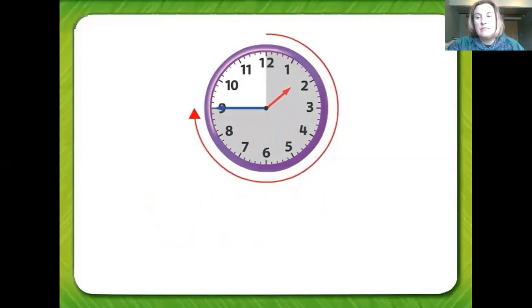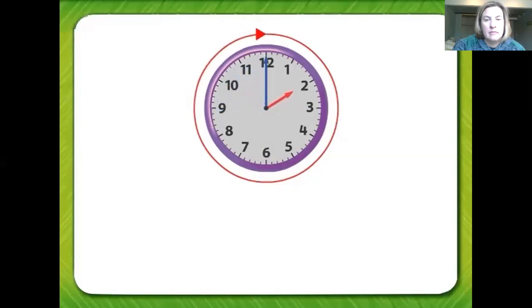Max wants to play with his friends in a quarter of an hour. What time will it be? A quarter of an hour is 15 minutes. Max just arrived home at 1:45. In 15 minutes, it will be 2 o'clock. So Max wants to play with his friends at 2 o'clock.